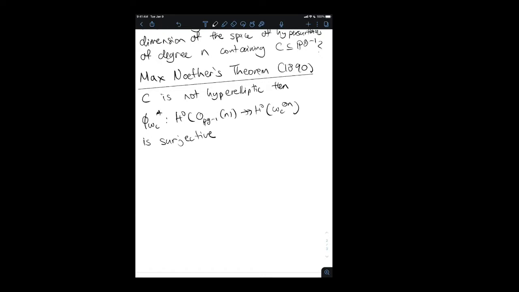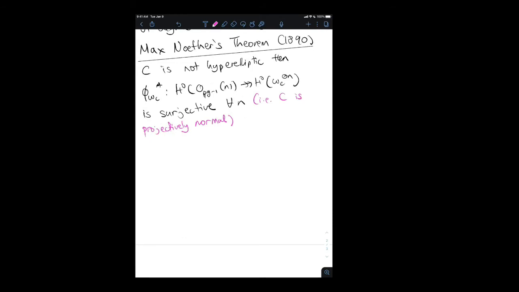Okay, and this works for all n. And in modern language, we say that C is projectively normal. So in particular, this answers the elementary question, because the space of hypersurfaces of degree n containing the curve is just the kernel of the map I wrote down. And we can compute the dimensions.